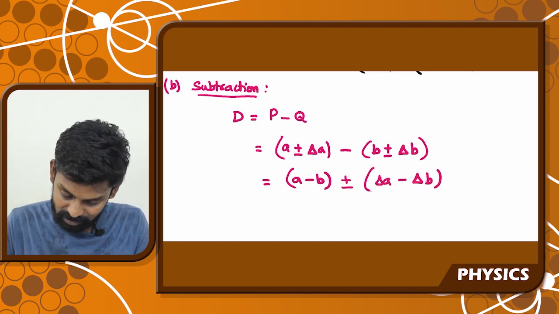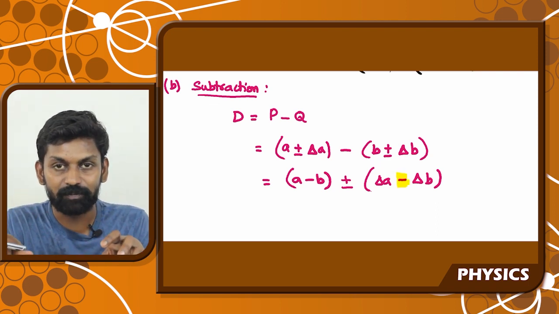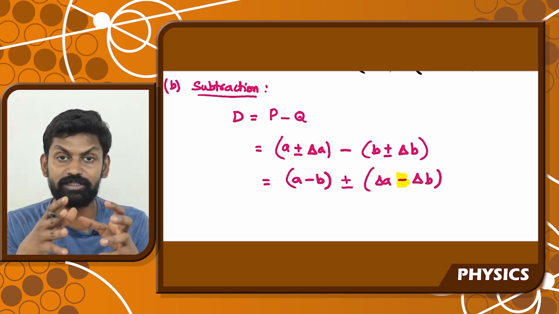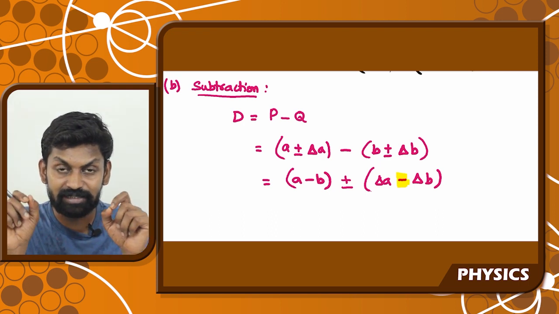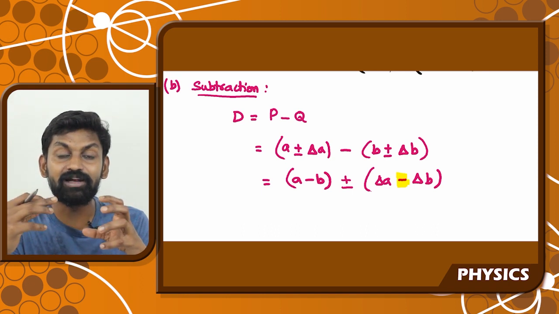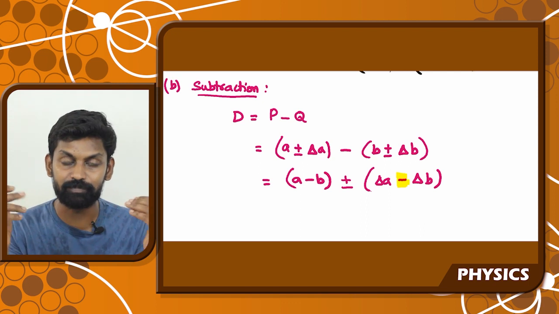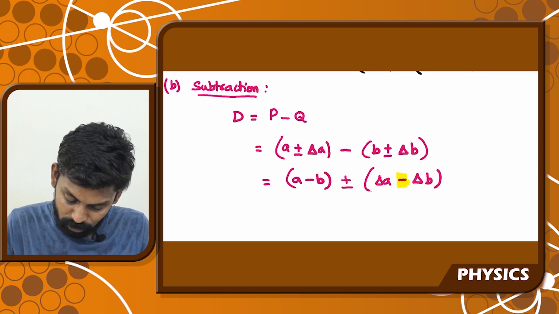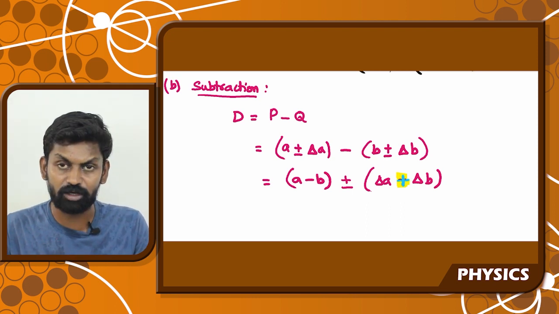If you write like this, it says that the error in B, delta B, is trying to reduce the overall error when you are finding the difference D. But errors will never cancel each other when you are finding the maximum possible error. Errors will always add up. So here you can never use delta A minus delta B. It has to be delta A plus delta B. Please remember that it is a very common mistake.